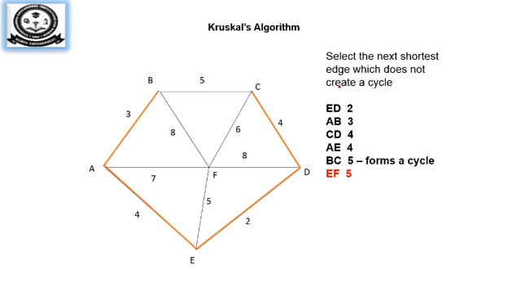So the next edge is BC. When you are considering BC, you can see it will form a loop. From B, C, D, E, A, B will form a loop. If this is connected, you will have a loop. So I will not use this edge for my minimum spanning tree. Instead, I will be using EF, which is of the same cost, the next minimum cost. So E and F will be connected with 5.